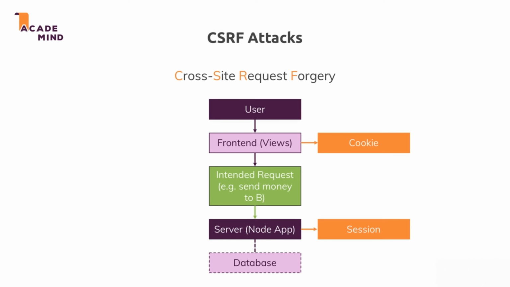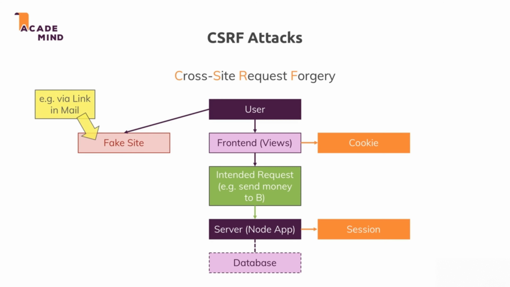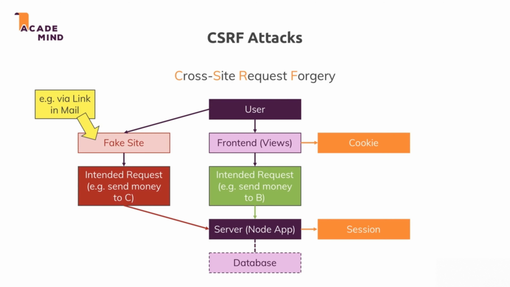Now, in a CSRF attack scenario, your user is tricked onto a fake site. And this can be done, for example, by sending a link in an email. That site can look like your own page, but it technically is a different one. Now, on that site, there could be a link leading to your real page, executing some request there. Of course, you could include a form, for example, which sends a post request to your own Node server, where you added some fields to send money to another person, to C in this case instead of B.